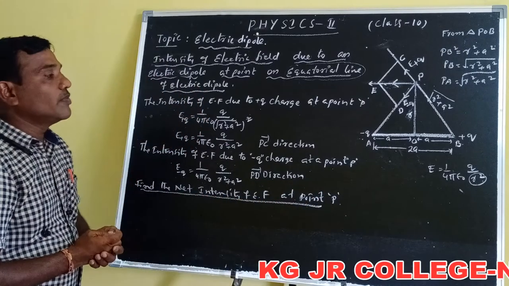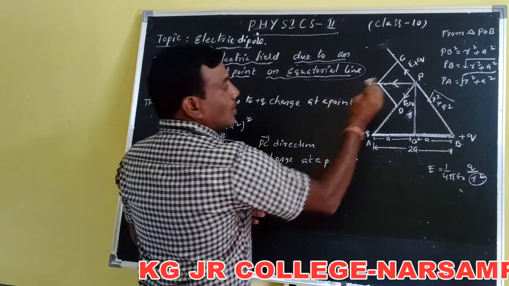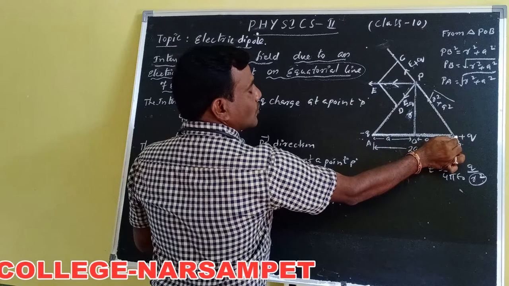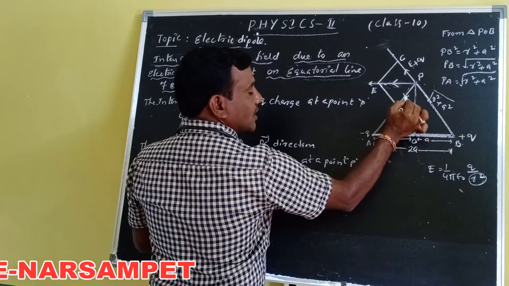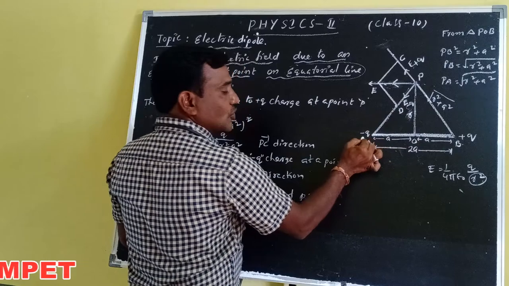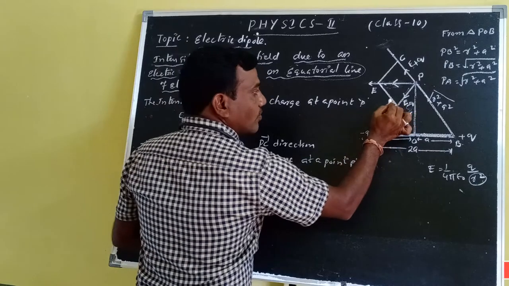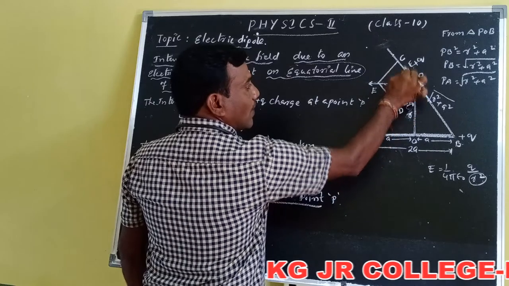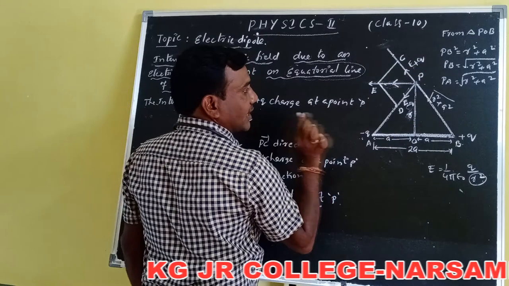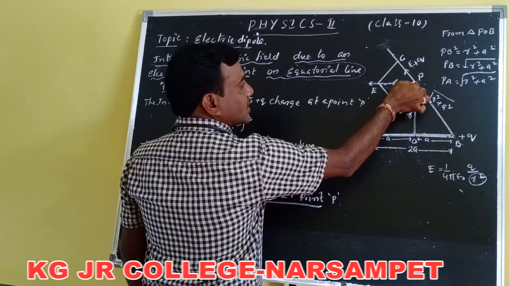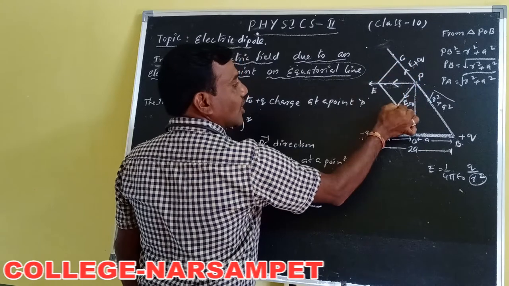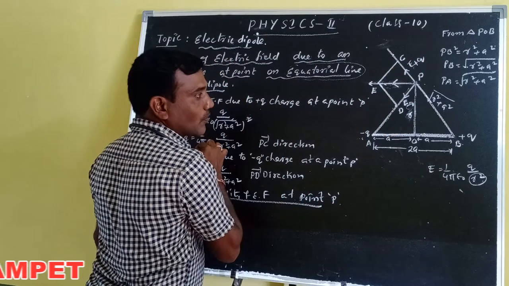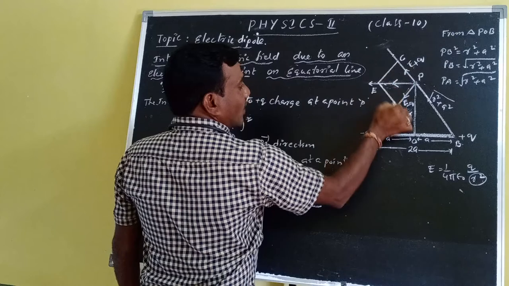Okay, now we observe from the figure. Here, E plus Q means the intensity of electric field due to the positive charge. E minus Q means the intensity of electric field due to the negative charge. These are two adjacent sides, so now we construct a parallelogram PCED through E plus Q and E minus Q. From the parallelogram, now we observe.